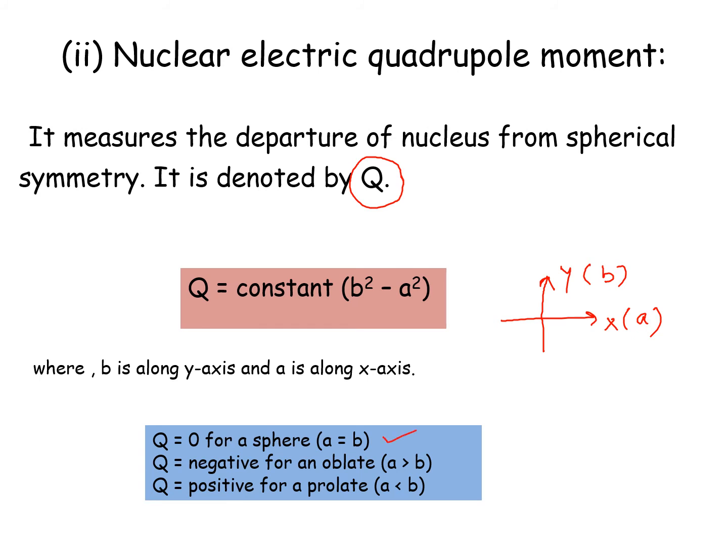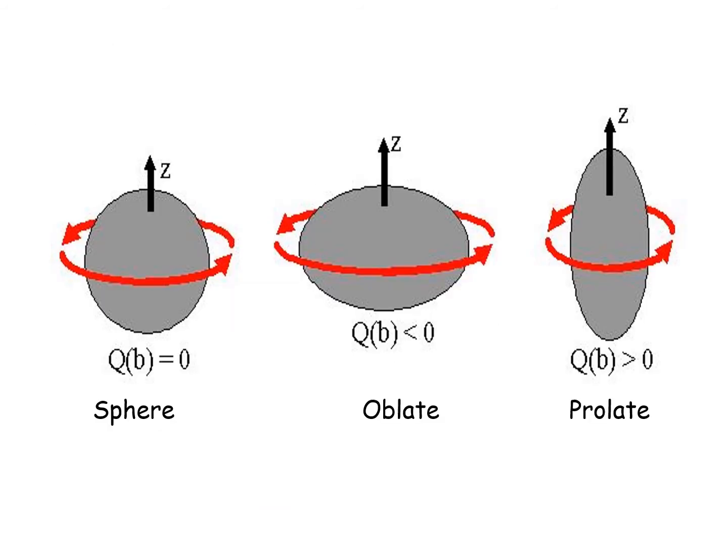Now for A greater than B, Q will be negative, so the shape will be oblate. And if A is less than B, then Q is positive and the shape will be the prolate shape. Here I have shown the different shapes. If Q is equal to 0, then we have a spherical shape. If Q is less than 0, then it is an oblate shape, and if Q is greater than 0, then we have the prolate shape.